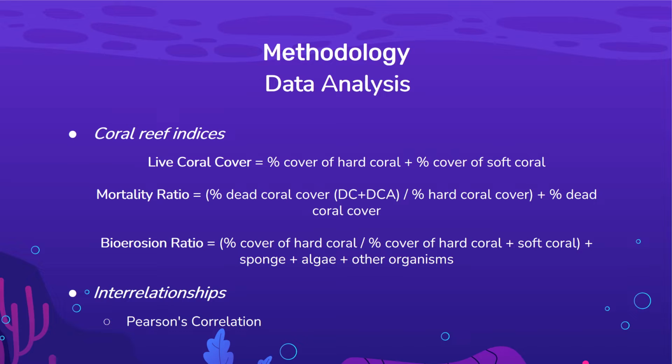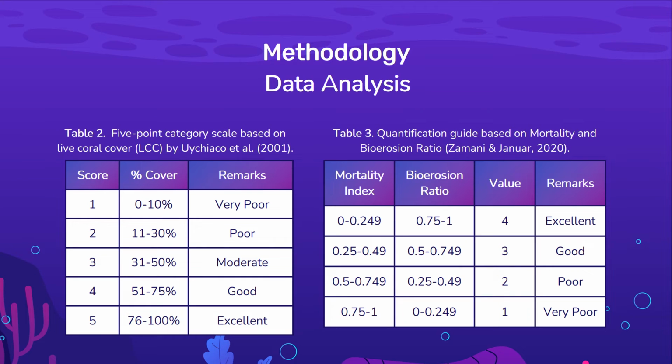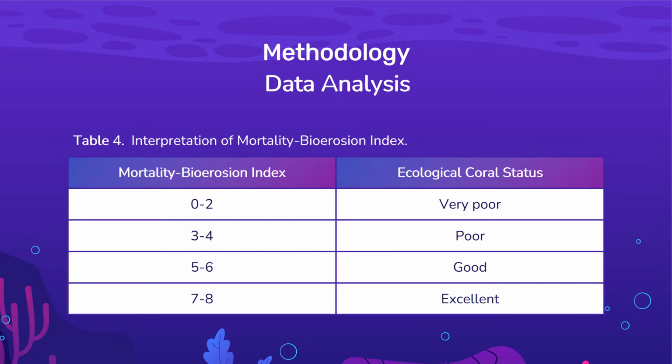For the interrelationships, Pearson correlation was used to assess the significant association between and within the various benthic groups and life forms using percent covers. The significance of the R values was determined by comparing them to a T critical value. The ecological condition of the live coral cover was assessed through the 5-point category scale as shown in Table 2. Table 3 shows the quantification guide based on the mortality and bioerosion ratio. Table 4 provides a guide for interpreting the mortality bioerosion index values. It is also used to assess the ecological condition of coral reefs in various MPA sites.